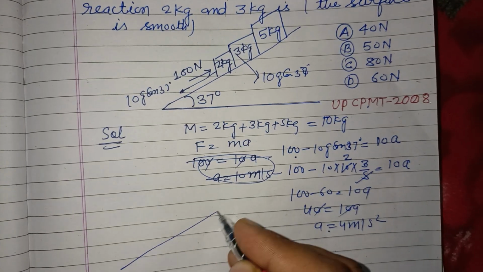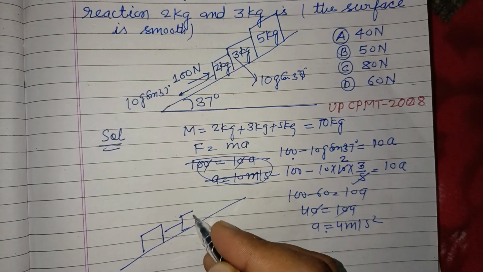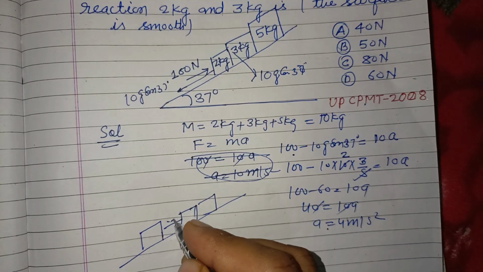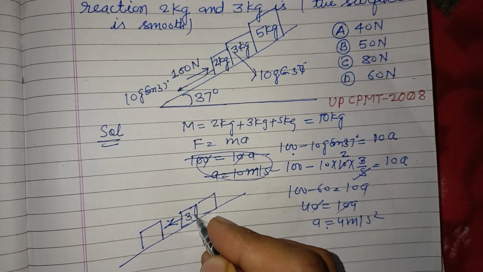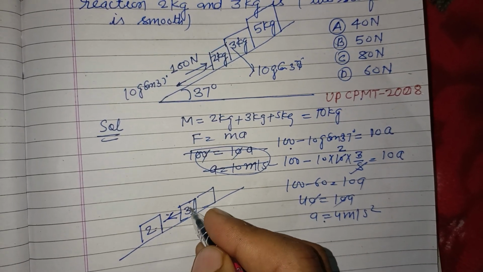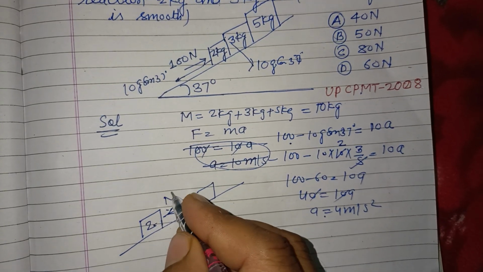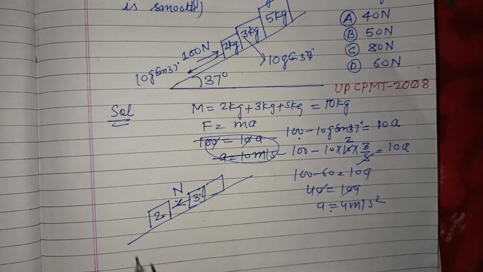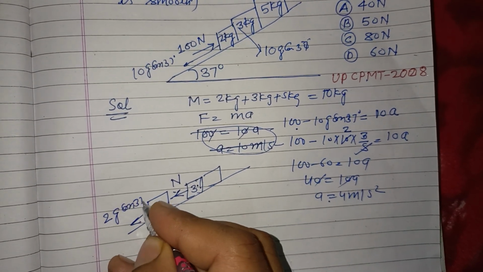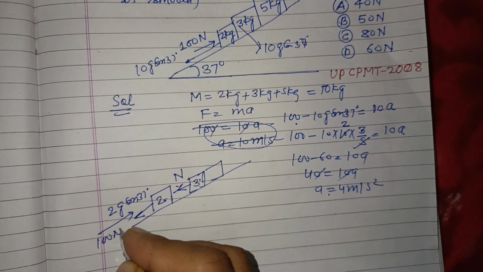Now we consider the block taking a gap between them. Okay, let this be the normal reaction between them, since the 3 kilogram block presses the 2 kilogram block in downward direction. So this is the normal reaction between them, and 2 g sin 37 working in downward direction, and the force of 100 Newton working in upward direction.